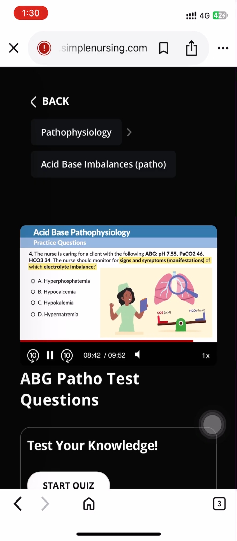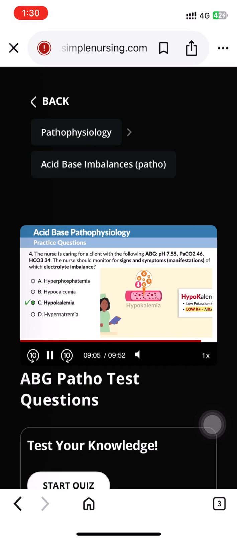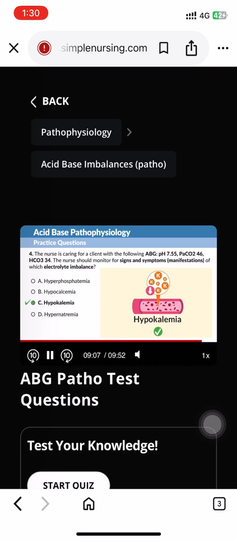Oh, snap! Okay, before you freak out here, just think about the memory trick. Hypo-K, or hypokalemia, that low potassium below 3.5, just think low K and alkalosis. So look for low potassium, and that's why A, B, and D are wrong. So C is the most correct option here, as hypokalemia is for that alkalosis.